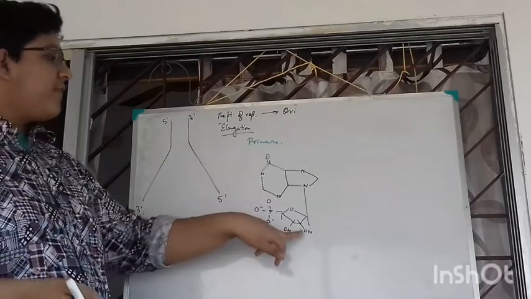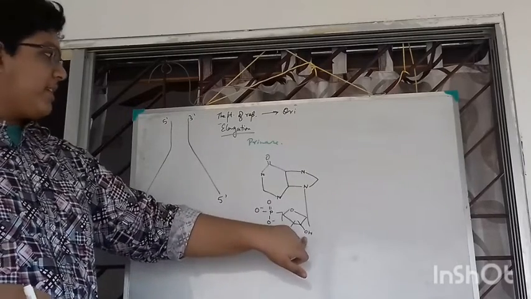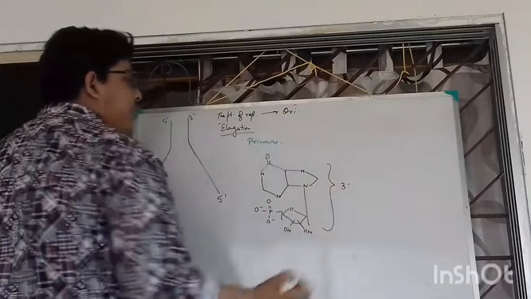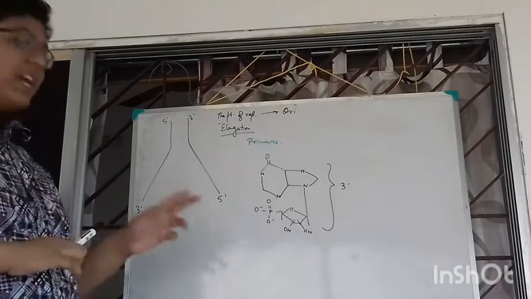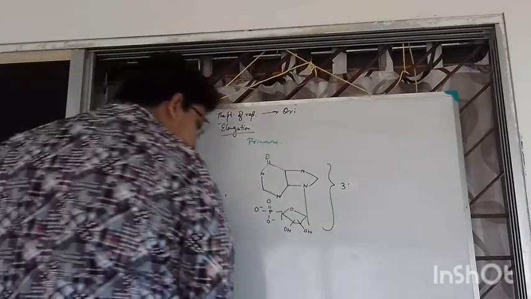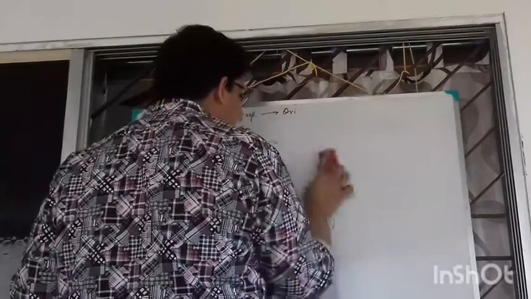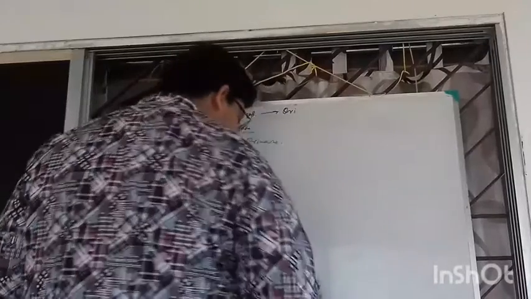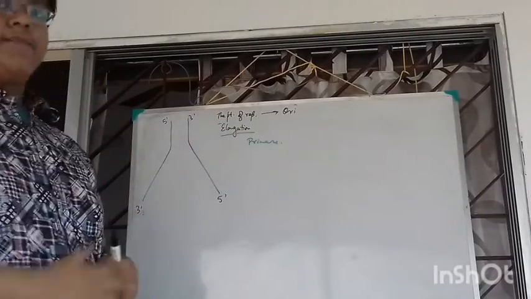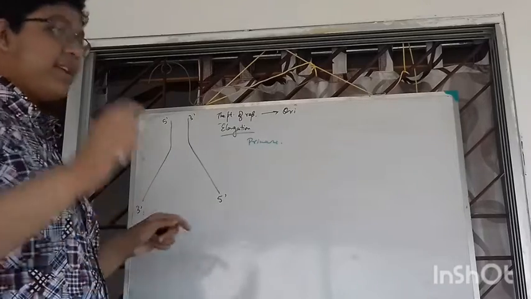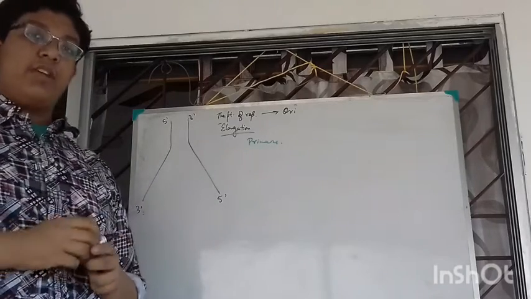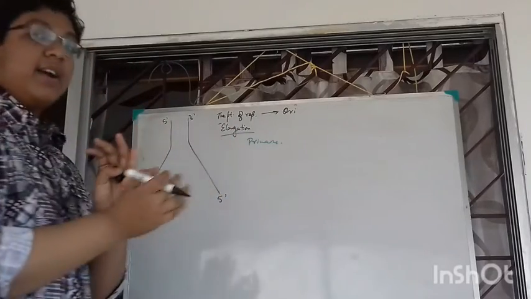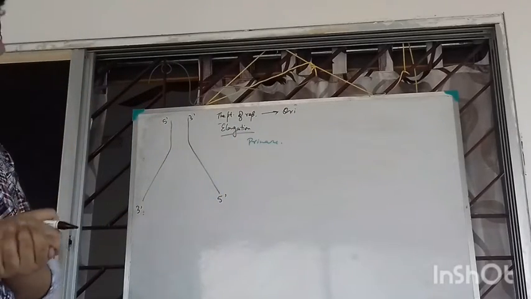See, here you have a free OH group at the 3' end. This free OH group at the 3' end, you need not draw. This is not in your syllabus; this is in the pharmacy syllabus. At the 3' end, the individual bases of the DNA start forming a replica. How?